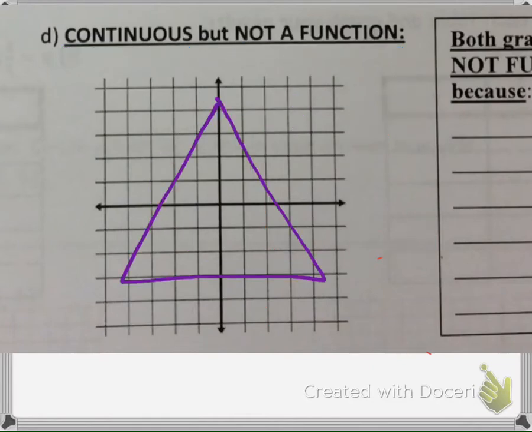Okay, there's another example. It's continuous, everything's connected, and it is not a function. If I draw a vertical line through, it touches more than once. If I draw a vertical line here, it touches only once, but I see a line where it doesn't, so automatically it's not a function. All right, let's go ahead and move on to the explaining part.